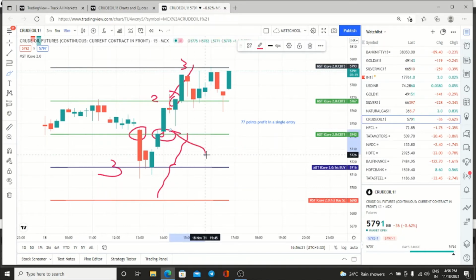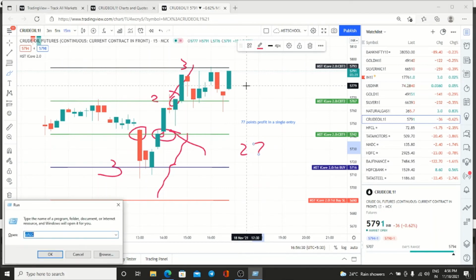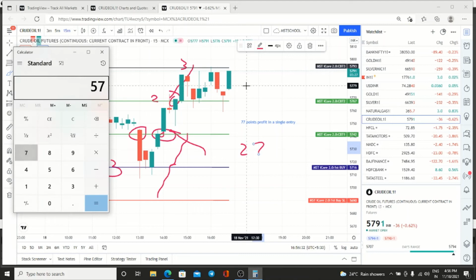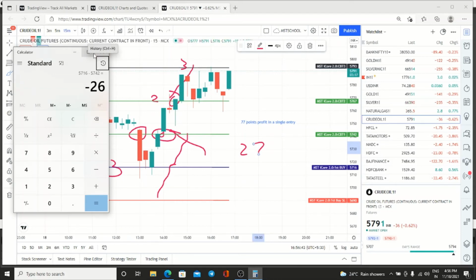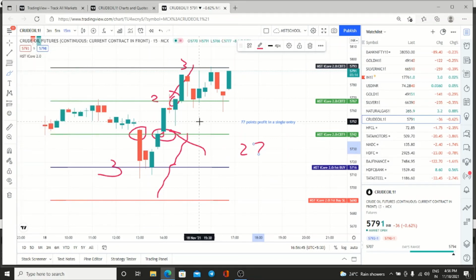So now, if you book this way, how much profit have you got? Initially, 5716 to 5742, 26 points. Next one 26 points, then 26 points. So totally, you have got the profit 26, 26 and 26 for the last target. So finally, you have got 77 points profit per lot. This is how we have to trade.